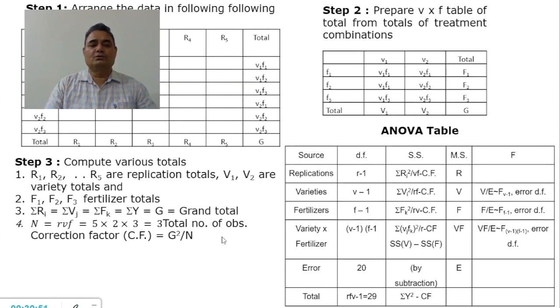So we can compute the correction factor by squaring G, that is G square by N, and we can prepare the analysis of various tables. Then the F values are computed and compared with the tabulated value, and if the calculated value is more than the tabulated value, then we can reject the null hypothesis that all the treatment combinations are equal, and we can find out the critical differences also.